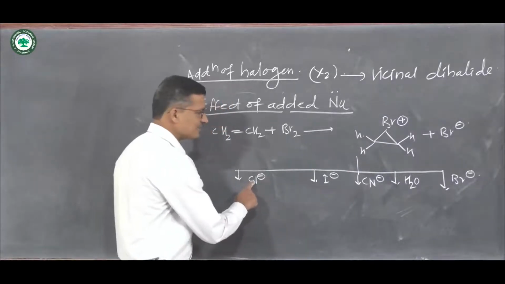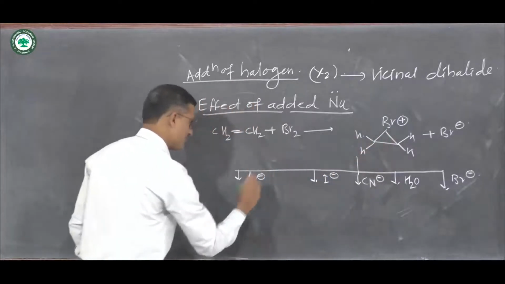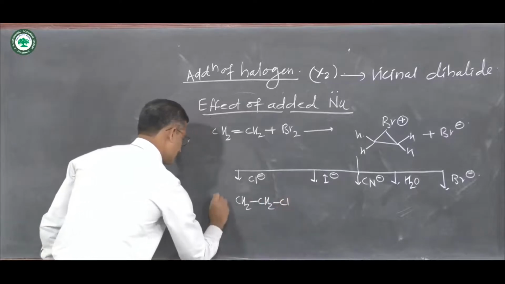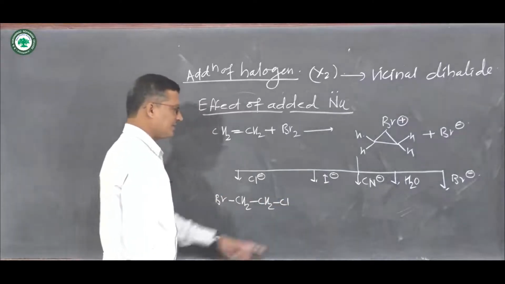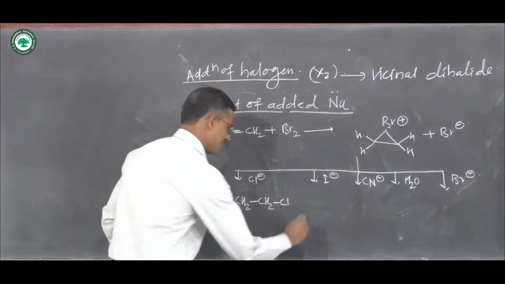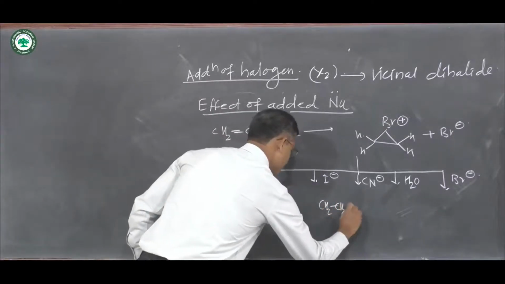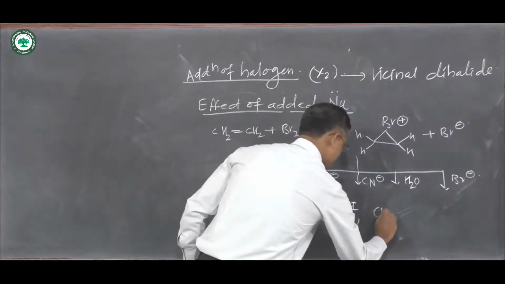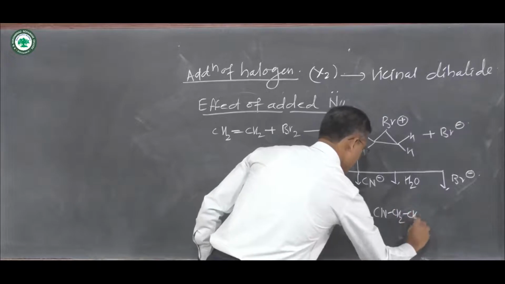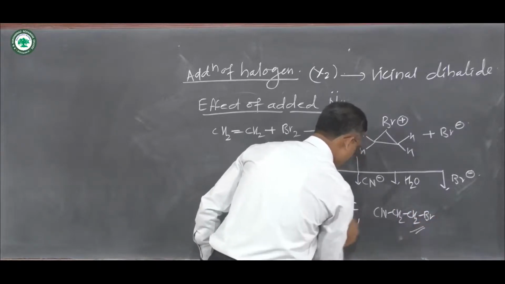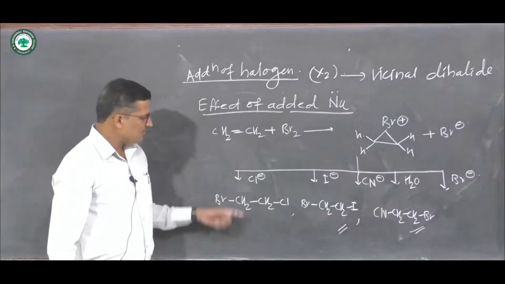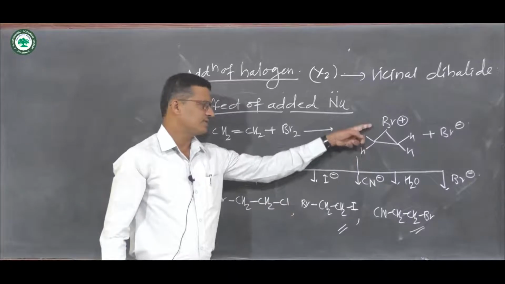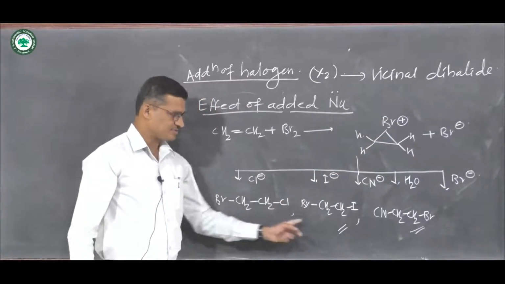Then this nucleophile also opens the cyclic bromonium ion, and there is formation of this type of product. When iodine also attacks the cyclic bromonium ion, there is formation of this type of product. When cyanide is there, cyanide also attacks, so this type of product is formed. So what is the effect of an added nucleophile? We add a nucleophile, and this nucleophile also opens the cyclic bromonium ion to form various products.